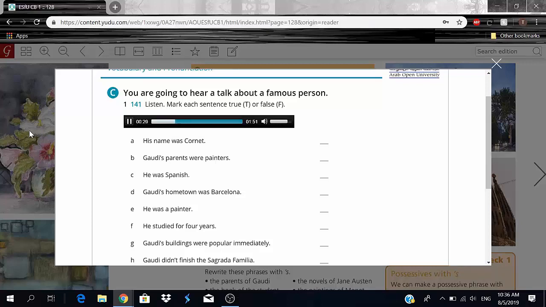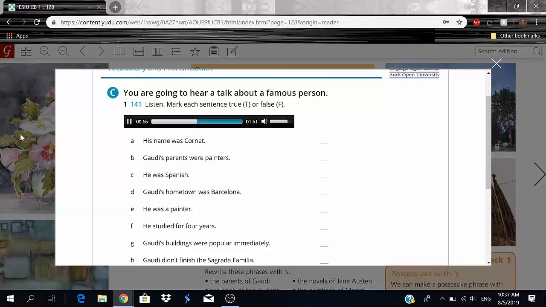Gaudi was a Spanish architect. He was born in Reus in 1852. It is a town in northeast Spain. Gaudi's parents were coppersmiths. They made things from copper. Gaudi's father took him to Barcelona in 1868. He wanted to study architecture. He went to architecture college from 1873 to 1877.